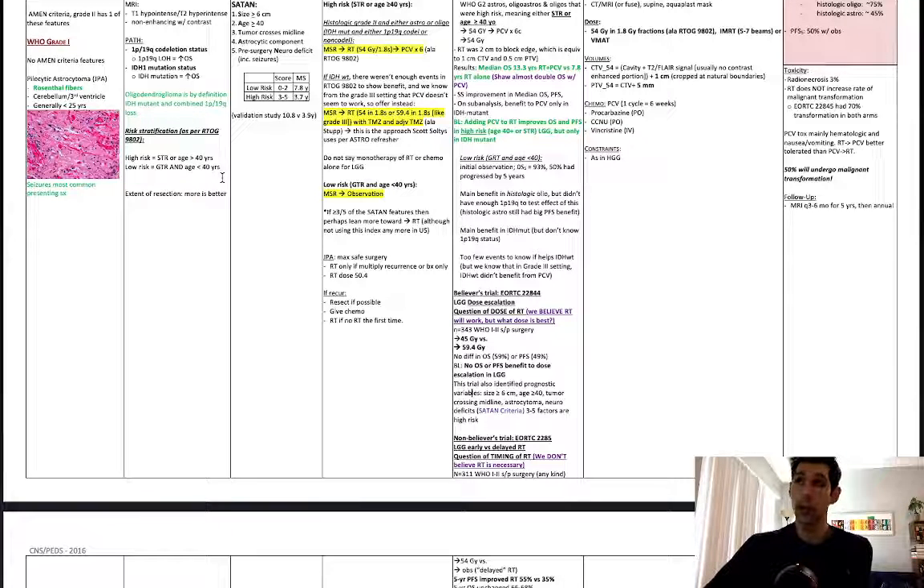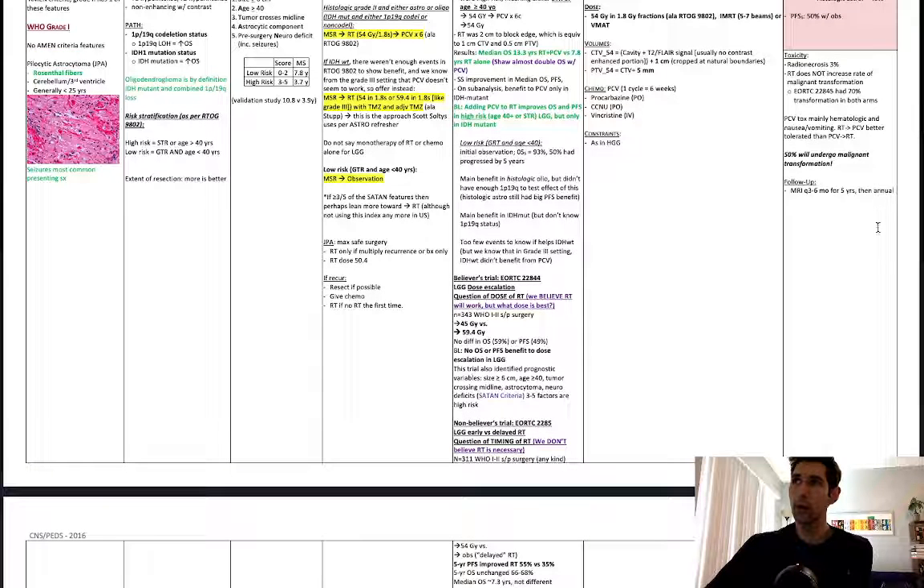Juvenile pilocytic astrocytoma, you can do maximum safe surgery. You only do radiation if it's multiply recurrent or biopsy only. The dose is 50.4 gray. If there's a recurrence, you re-resect if possible, give chemo. Radiation if they didn't receive radiation the first time.